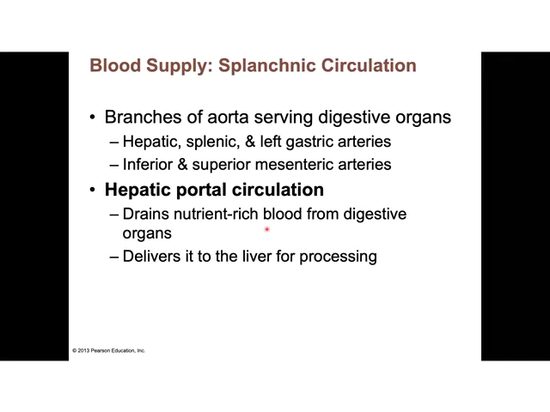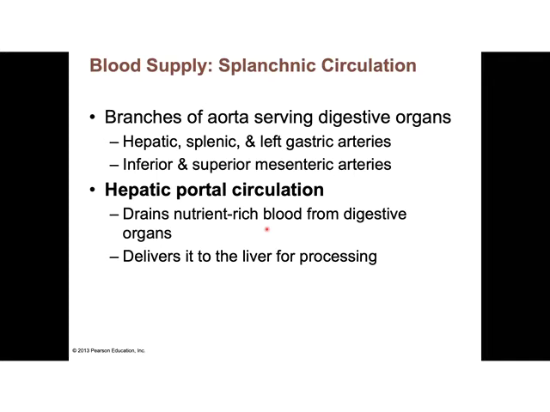Now, there are branches of the aorta that talk to the digestive organs. The hepatic artery is going to talk to the liver, the splenic artery to the spleen, and the left gastric is going to talk to the stomach. And then there's superior and inferior mesenterics. The inferior mesenteric is going to supply blood to the descending and sigmoid colon, the rectum, and the anus. And the superior mesenteric is going to supply blood to everything above that up to the stomach.